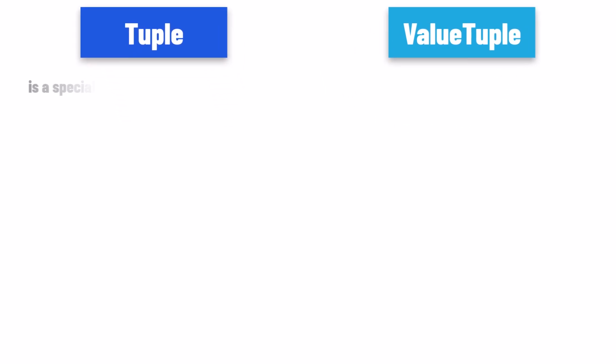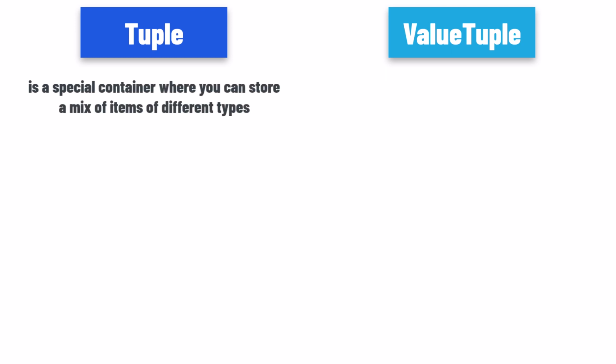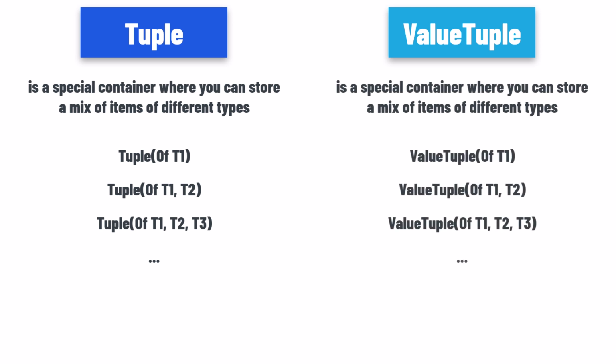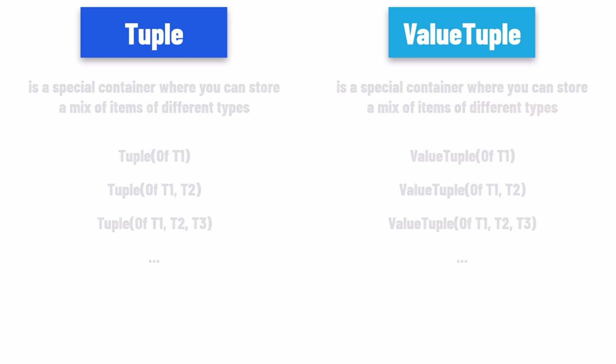A tuple is a special container where you can store a mix of items of different types. Tuples come in different sizes. You can have a tuple with just one slot, or you can have a tuple with 2, 3 and so on. But did you know about its cousin, the value tuple? It's also used to hold different items of different types, and its structure is exactly the same as a tuple, but there are key differences between tuple and value tuple. Let's discover them one by one.